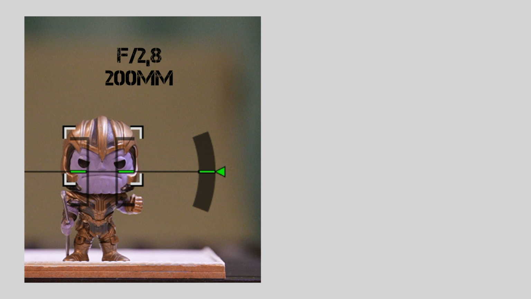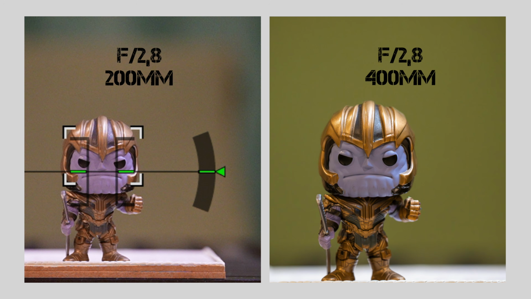Let me show this to you with Thanos. See, here's a shot at 200 mm at 2.8. And here's the exact same shot at 400 mm also at 2.8. Same subject, same aperture. But the background blur at 400 mm looks dramatically stronger.